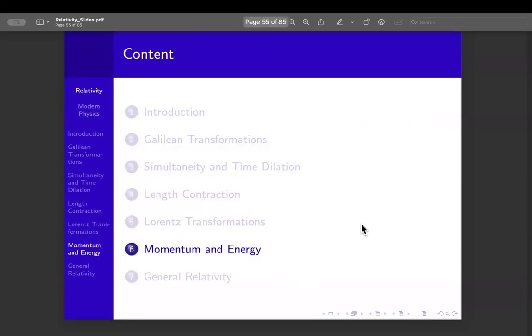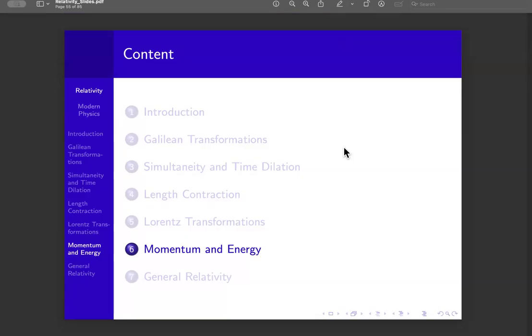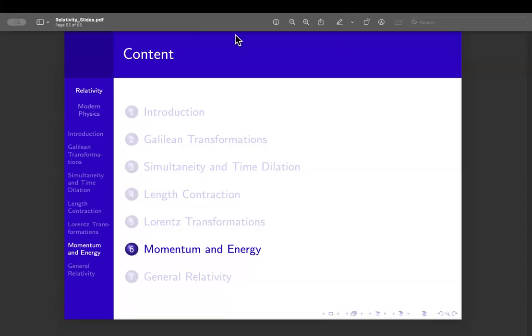So that's it for this section, actually. In the next section, we're going to talk a little bit more about how energy and momentum transform in relativity. That's obviously very important for a lot of different topics, especially when you're thinking about particle physics too. So that'll be a fun little video for us to talk about.